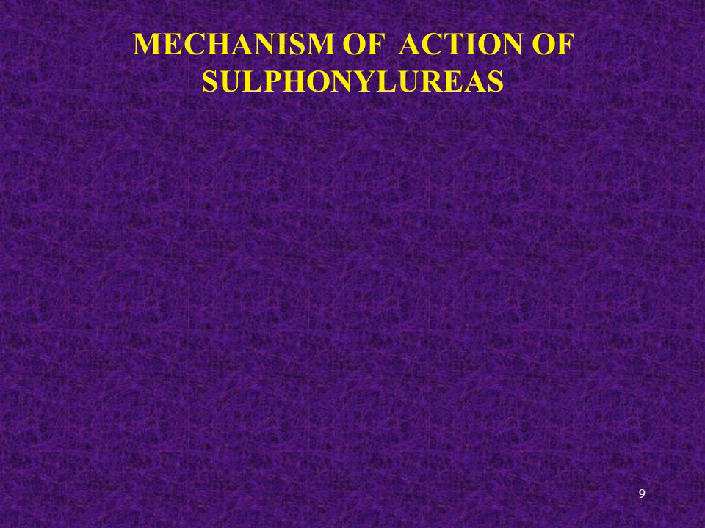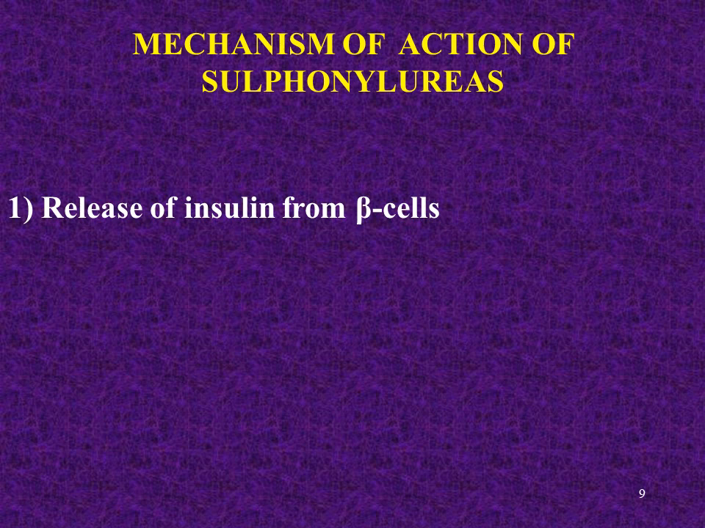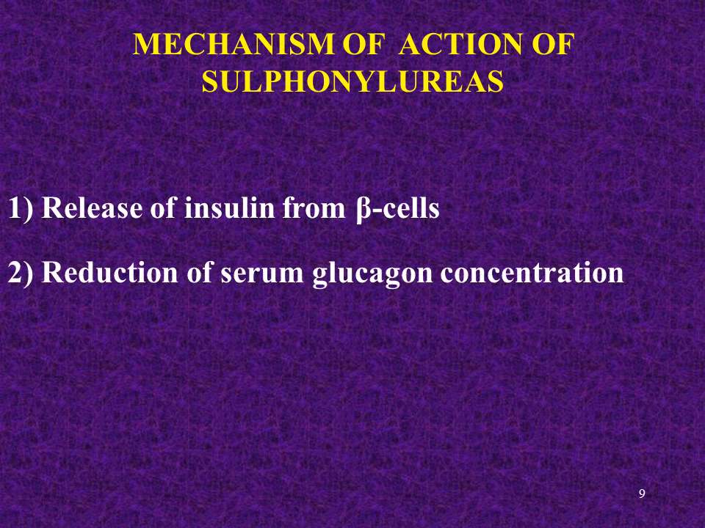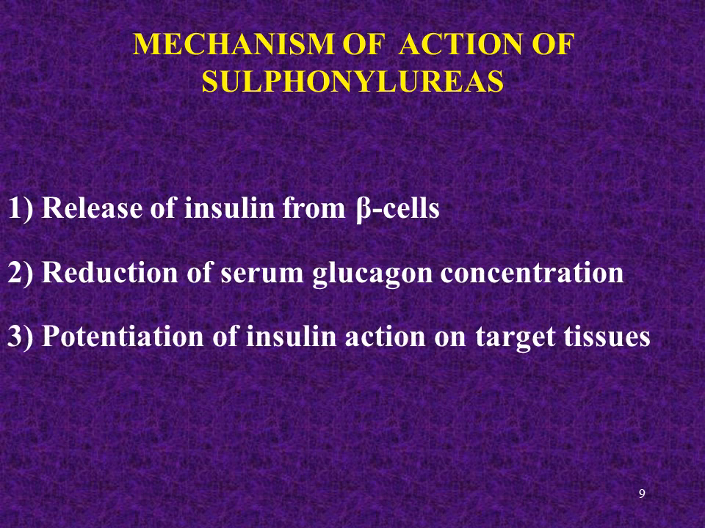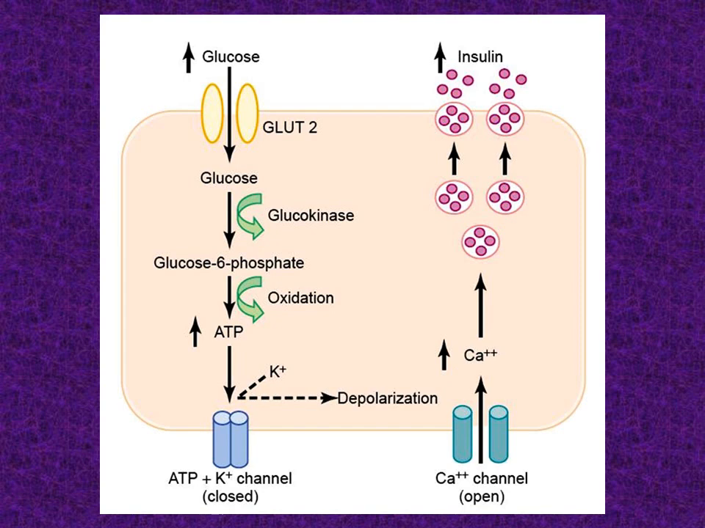Regarding the mechanism of action of sulfonylureas, it causes the release of insulin from the beta cells, hence it's a secretagogue. Second, reduction of serum glucagon concentration, and thirdly, it causes potentiation of insulin action on the target tissues. So let's see how the sulfonylureas act. This is the diagram which shows the mechanism of action of sulfonylurea. So let's have a closer look.